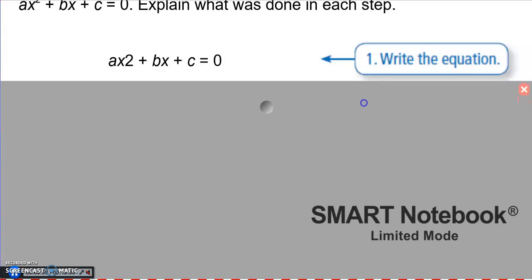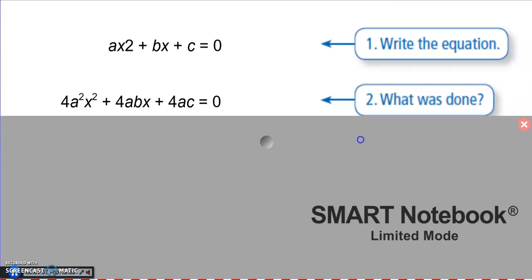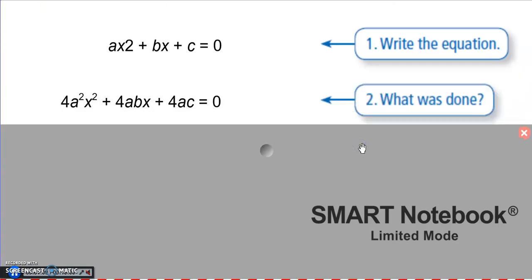So the first step is that we're going to write out the equation. We have ax squared plus bx plus c is equal to 0. Well, what did we do just here? How did we get from here to here? Well, I noticed that we multiplied everything by 4a. Multiply everything by 4a. That's what I noticed was done here.